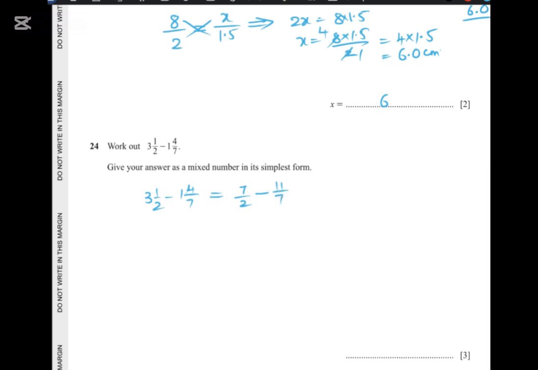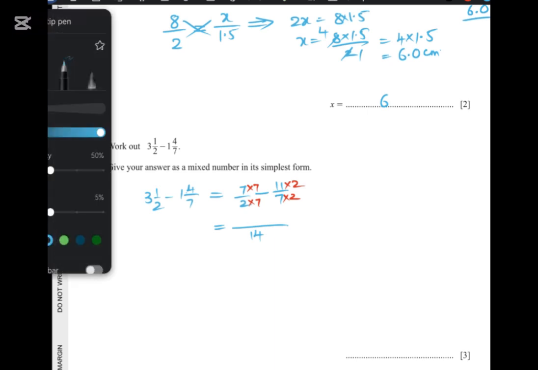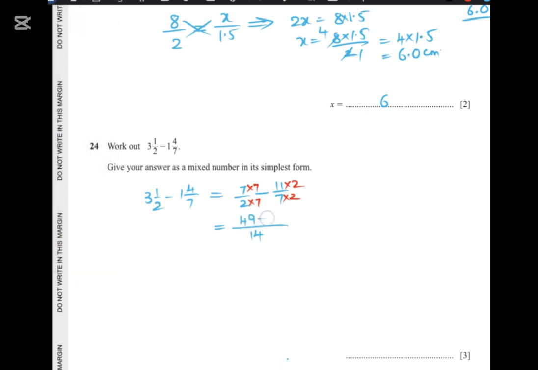Now we have to take the LCM of the denominators. These two numbers don't have any common factor, they are prime numbers, so you have to multiply to write their LCM. 2 7s are 14. Now 2 into 7 is 14, so 7 is also multiplied by 7, and 7 into 2 is 14, so 11 is also multiplied by 2. You have to do that to write the numerator. So 49 minus 22, you get 27. 27 by 14.